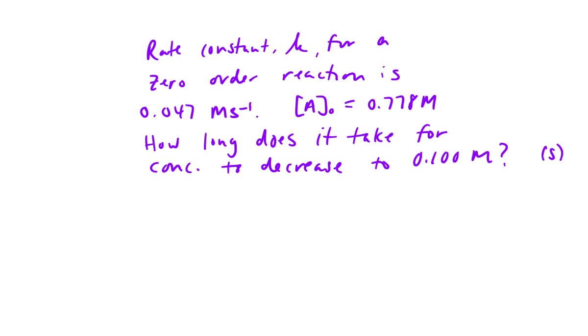That's simply based on our rate constant unit. Okay, so the rate constant K for a zero order reaction is 0.047 moles per liter times inverse seconds. The initial concentration of the reactant is 0.778 molar. How long does it take for the concentration to decrease to 0.1 molar? Remember that you will have the integrated rate law equations on the exam, but they're not going to be labeled, so you have to be able to pick out the zero order one. I'll go ahead and write that for us. The zero order integrated rate law is that the concentration of A at time t is equal to minus the rate constant K times t plus the initial concentration.